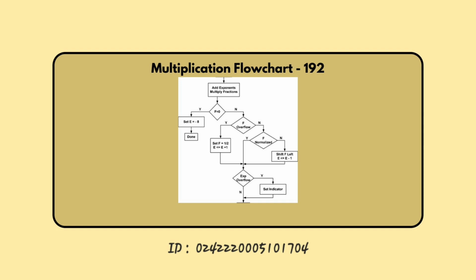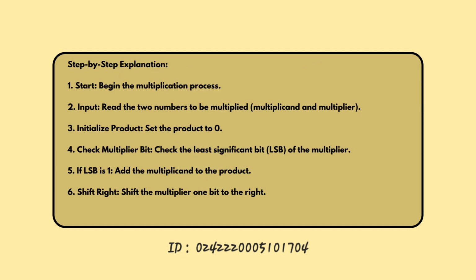Multiplication process. Step-by-step explanation. Start. Begin the multiplication process. Second, input. Read the two numbers to be multiplied, the multiplicand and the multiplier. Third, initialize product. Set the product to 0. Fourth, check multiplier bit. Check the least significant bit, LSB, of the multiplier. Fifth, if LSB is 1, add the multiplicand to the product. Sixth, shift right. Shift the multiplier 1 bit to the right.